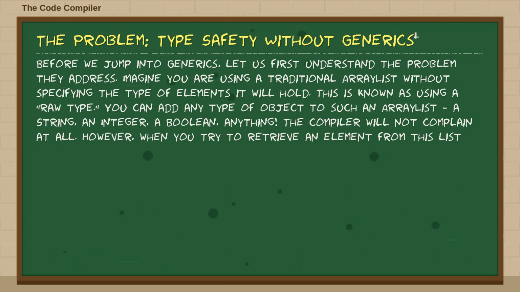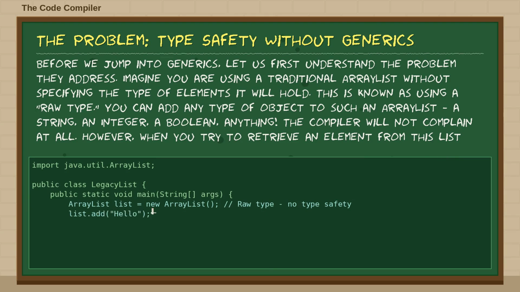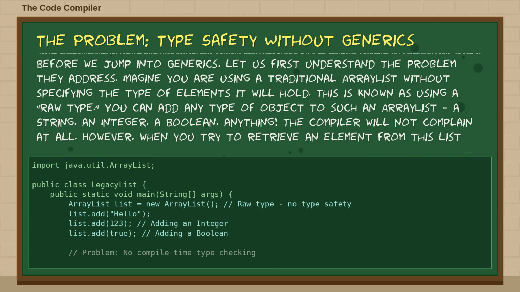However, when you try to retrieve an element from this list and cast it to a specific type, say a String, what happens if the element at that position is actually an Integer? Boom! You get a ClassCastException at runtime, which is a very common and frustrating error. This lack of compile-time type checking can lead to unexpected crashes in your applications, making debugging difficult and code unreliable. This is exactly where generics comes to our rescue.